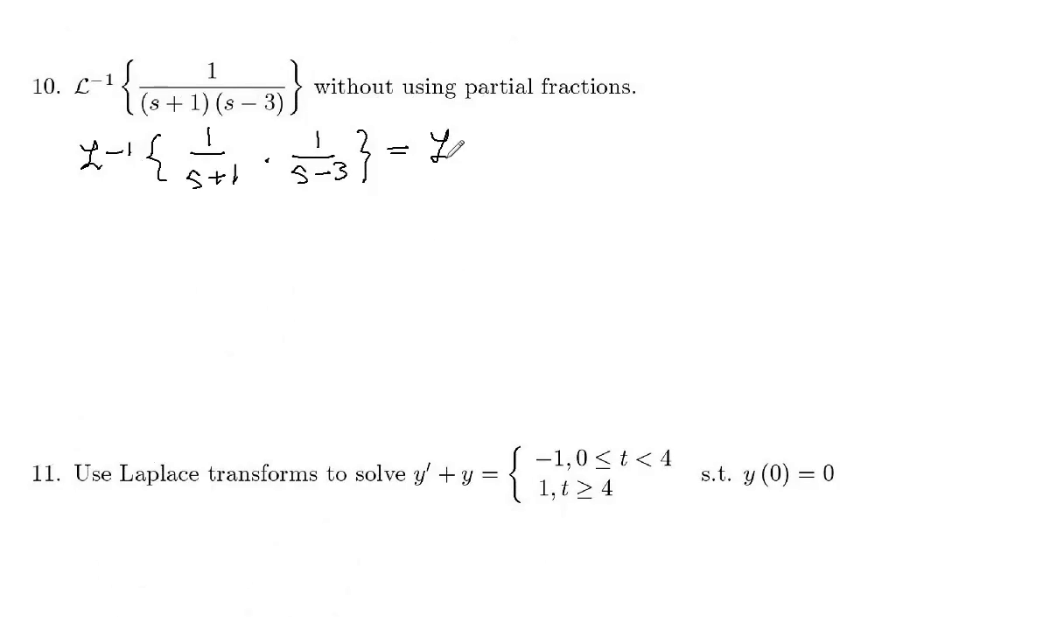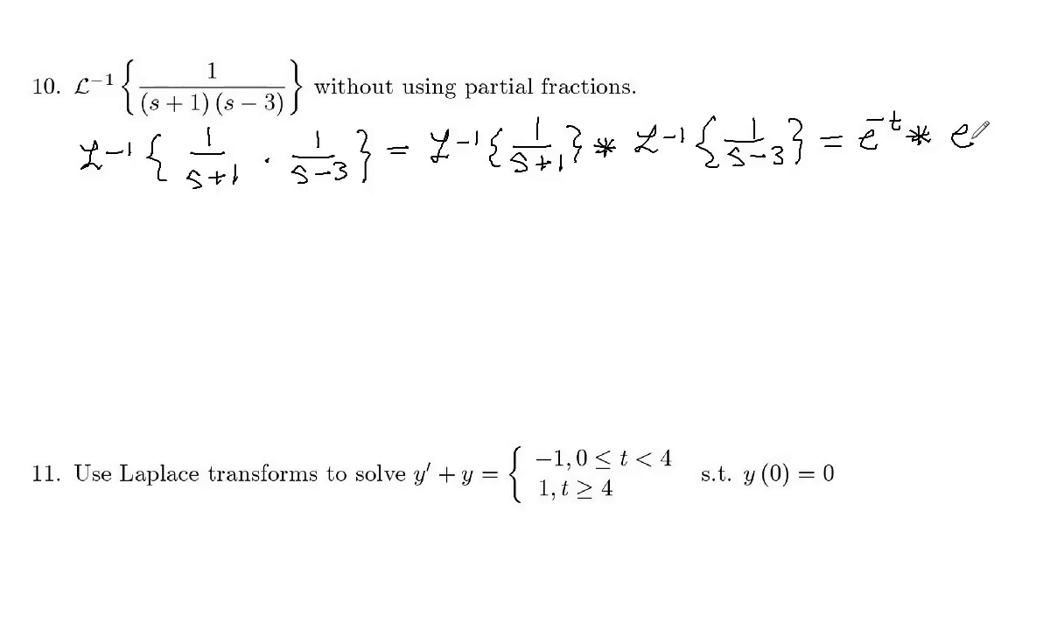So we want to do the inverse transform of 1 over s plus 1, and then we're going to do the convolution of that with the inverse transform of 1 over s minus 3, and these are both exponentials. So this one is e to the negative t, because it's s minus negative 1, and this is going to be e to the 3t, and we're doing the convolution of those.